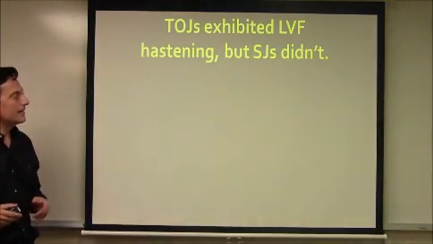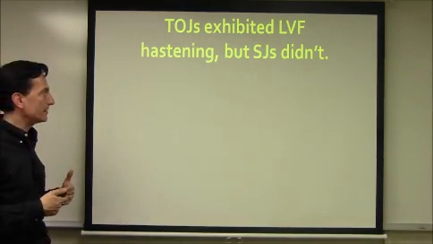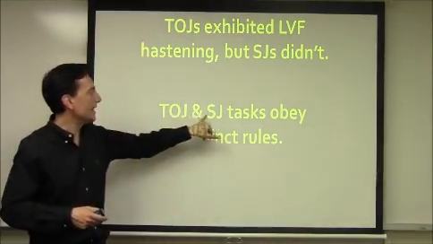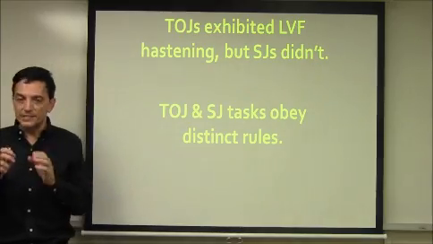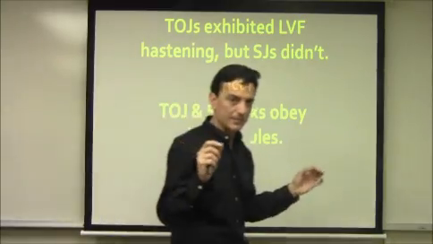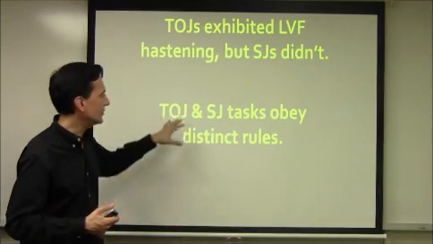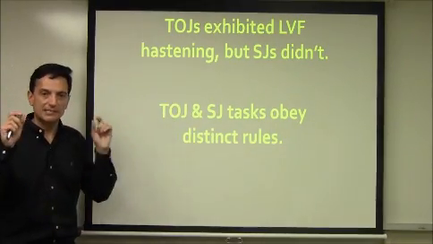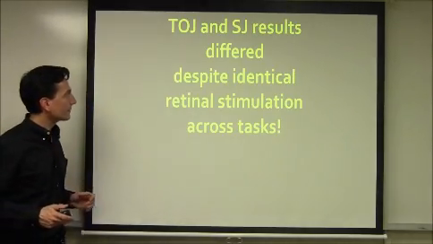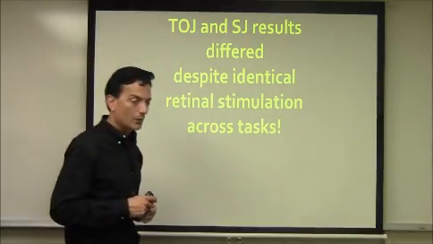Okay? So then we might say this by way of summary. TOJs exhibit this left visual field hastening, but SJs did not do so. And this tells us that the TOJ and SJ tasks seem to be obeying distinct rules with regard to the underlying neurology. We're only performing behavioral experiments here, but it really can't be the case that we had a shared neural response on these two different kinds of tasks. There must have been something unique about the task to drive that very, very salient difference that we observe. Okay? The TOJ and SJ results differed despite identical retinal stimulation across tasks.